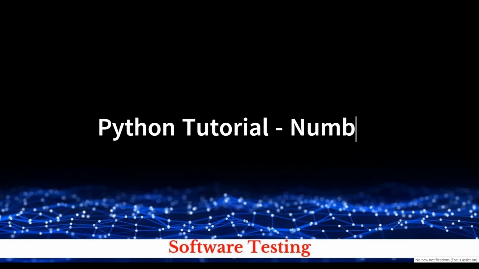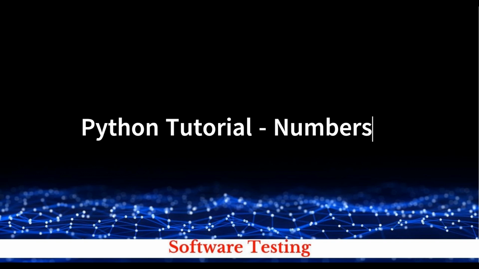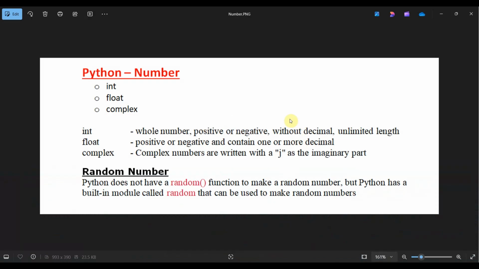As part of the Python tutorial, today I'll talk about Python numbers. So for today's tutorial, I have set up the topics. Python numbers have three types: one is integer, another is float, and another is complex.